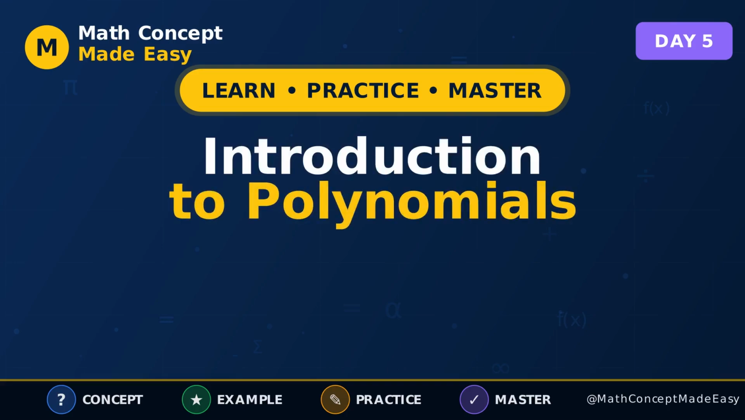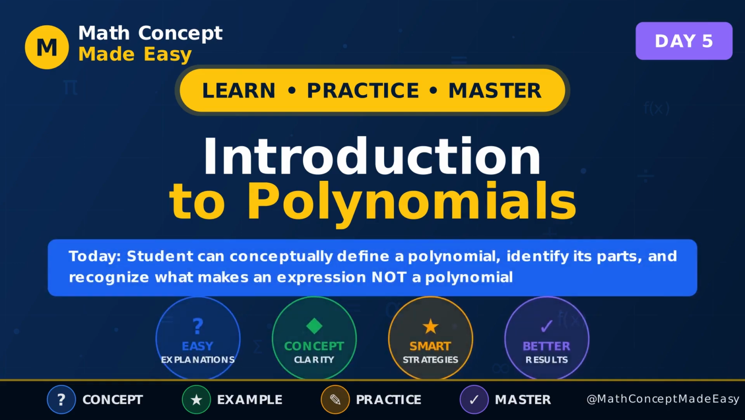Before we start, a quick recap. In our last lesson, day 4, we studied laws of exponents, all 6 laws with intuitive proof and examples. If any of that feels unclear, pause here and re-watch day 4 first, because today builds directly on it. By the end of this lesson, students can conceptually define a polynomial, identify its parts, and recognize what makes an expression not a polynomial. Grab a notebook, get comfortable, and let us begin.